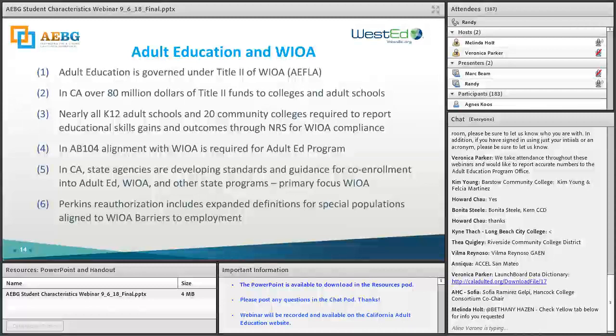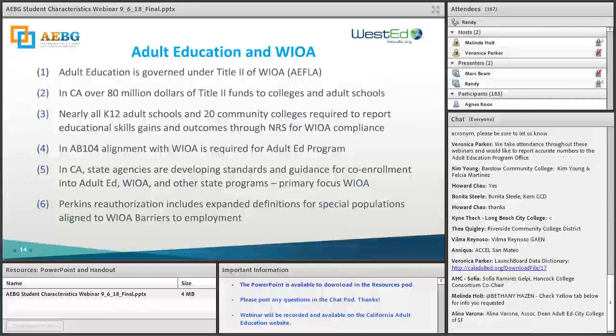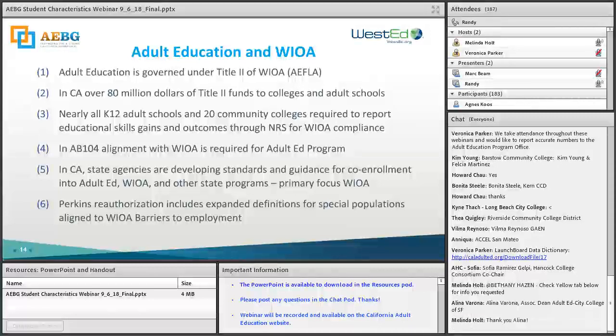In AB 104, which was the legislation that created the Adult Education Block Grant Program, now the AEP program, alignment with WIOA is required for adult education. So it says very explicitly that adult education should be aligning with other major frameworks, including the Workforce Innovation and Opportunity Act. In California, the state agencies, like the Labor Agency and CDE and the Chancellor's Office, are developing standards and guidance for co-enrollment into adult ed, all of the WIOA titles, Title 1, 2, 3, and 4, and other state programs. So the best framework for that alignment, for co-enrolling folks and being able to capture data in the same way, is a focus on WIOA.